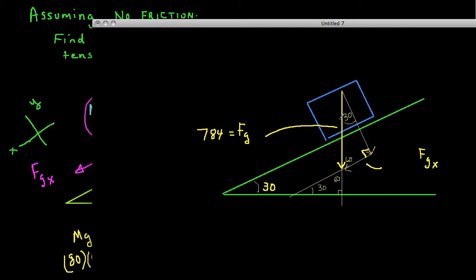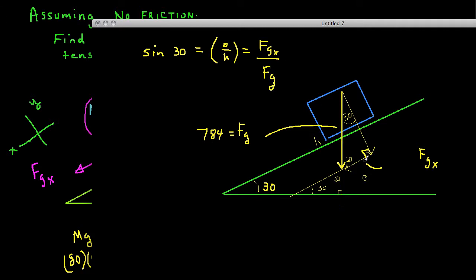Okay, so from the 30 degree angle's point of view, this is the opposite, and this is the hypotenuse. So that means that the sine of 30 degrees, which is always opposite over hypotenuse, is equal to FGX over hypotenuse, which is FG.